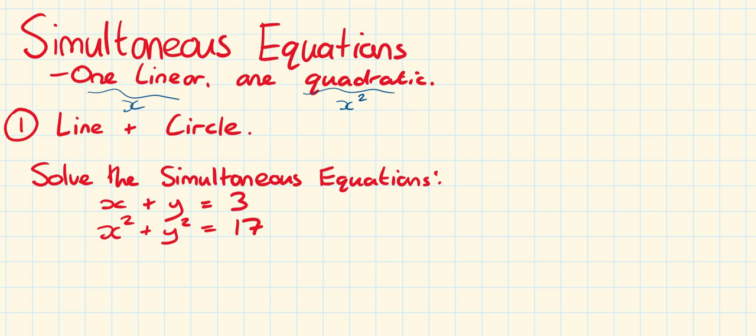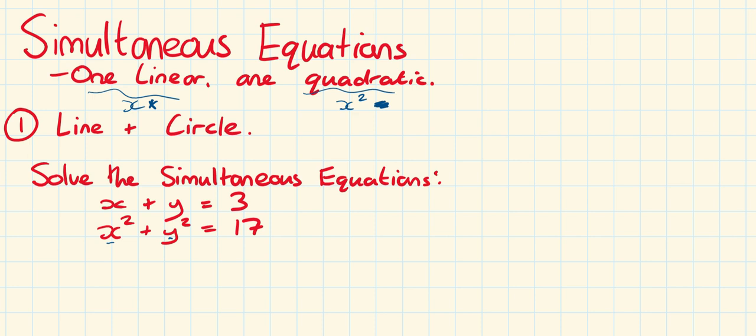Right, as promised, I'm going to do a video on one linear and one quadratic simultaneous equation. So the linear one just has an x on it, and the quadratic one has an x squared on it. So the first type is where you've got a line and a circle. So that's an x and a y, and an x squared and a y squared.